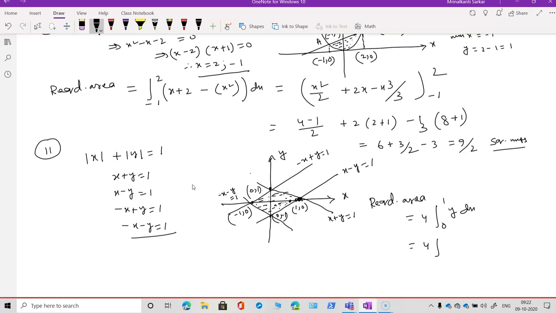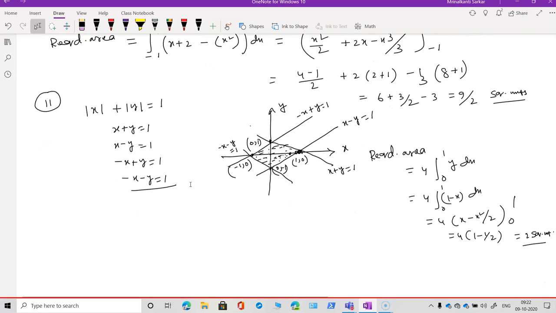4 times y in the first quadrant means this line, that is 1 minus x dx. So there it will be x minus x square by 2, from 0 to 1. So there will be 4 into 1 minus half. This is equal to 2 square unit. Okay. Now let us do number 12.